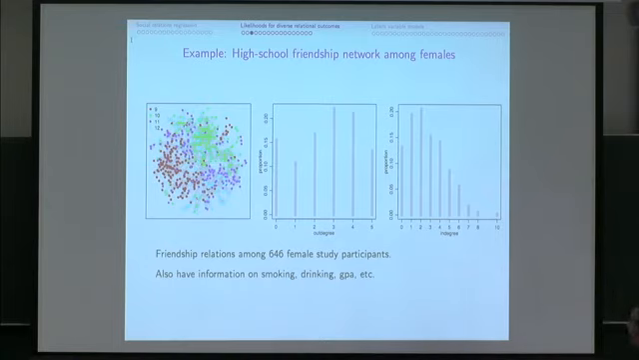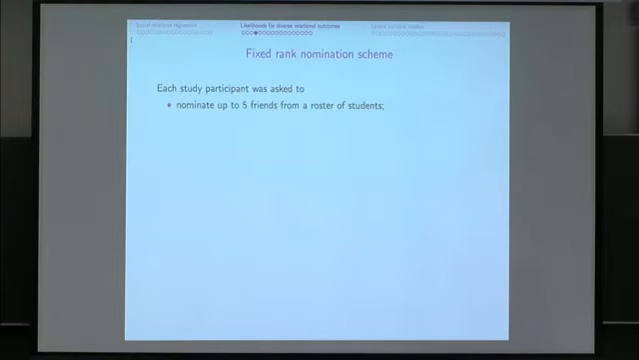So why is that? So in fact, that's an artifact of the way the data were gathered. Okay, and so this is true of quite a number of network data sets. So each study participant was asked to nominate up to 5 friends from a roster of students, and then asked to rank order their nominated friends.